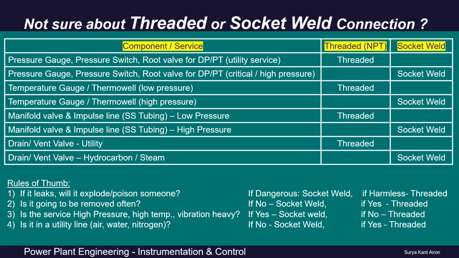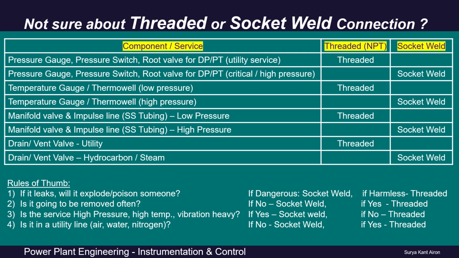So this is a small table which will help us to better choose between socket weld and threaded connection depending on the application. If it is a pressure gauge, pressure switch or root valve for a differential pressure or pressure transmitter in utility services, then we can go with threaded. But if it is for critical or high pressure, then definitely we have to choose socket weld. And if it is a temperature gauge or thermowell for a low pressure line, then threaded. But for a temperature gauge or thermowell in a high pressure line, we have to use socket weld.